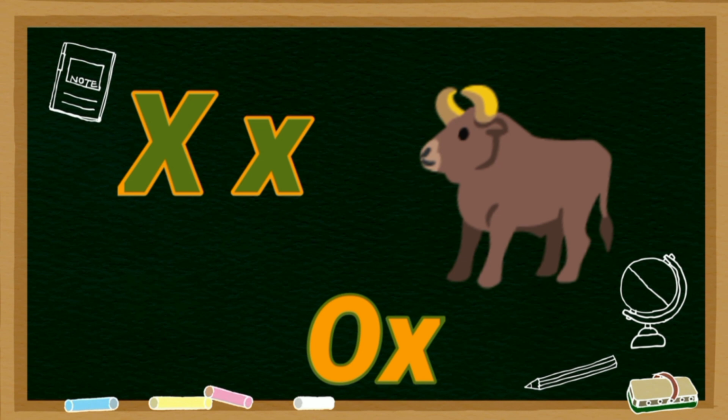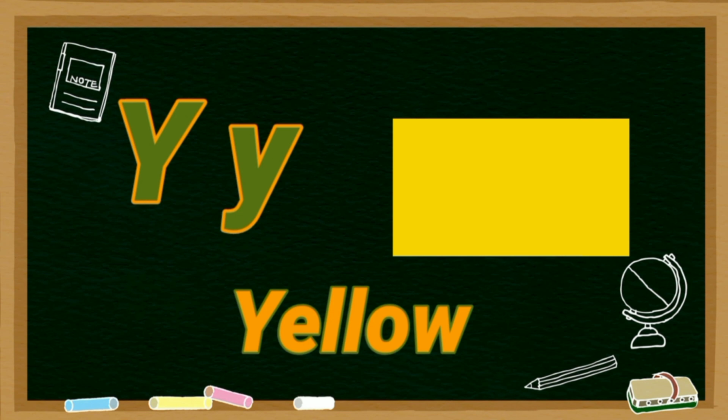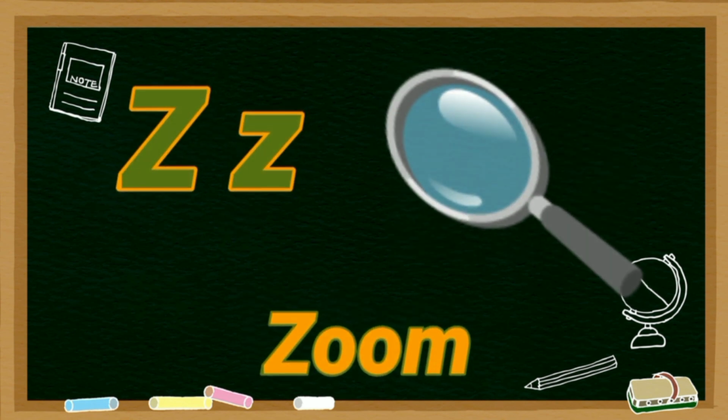X is for ox. Y is for yellow. Z is for zoom.